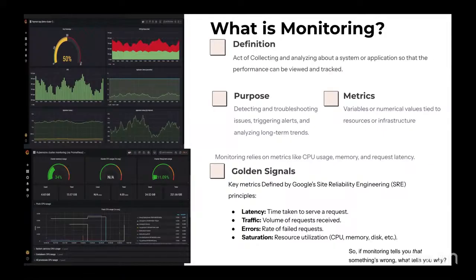That means we are reactive. We are reactive to an issue. Today, we are being reactive. After something has actually occurred, it's a known issue to you. Monitoring tells you what's wrong. What's going to tell you why this thing is occurring?